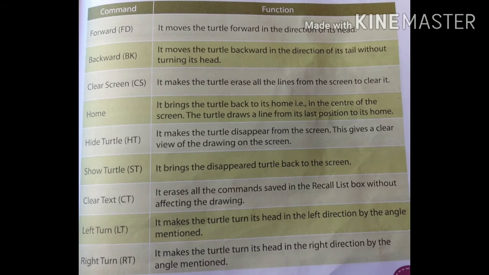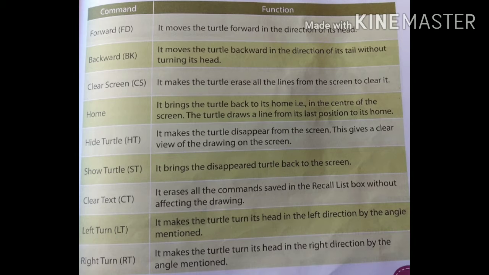Children, next command: forward. The short form of the forward primitive is FD. It moves the turtle forward in the direction of its head. Next one, backward. The short form of the backward primitive is BK. It moves the turtle backward in the direction of its tail without turning its head.